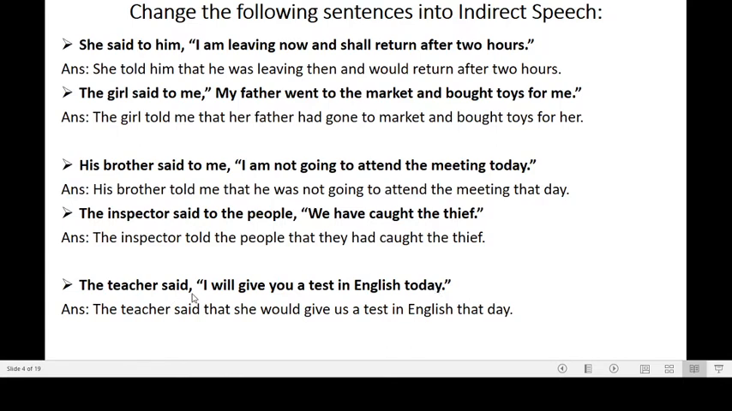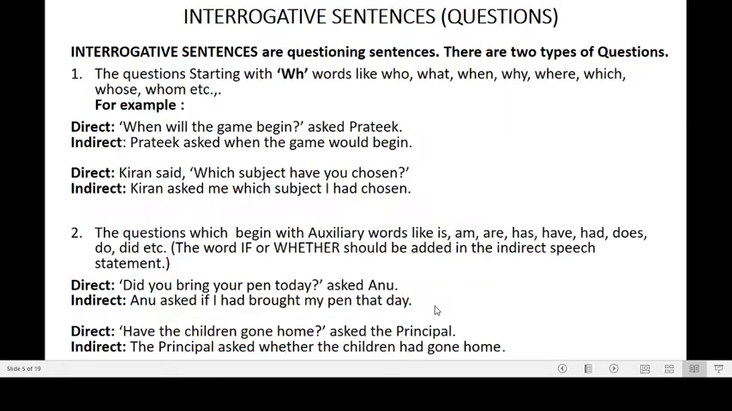Here we do not know to whom the statement is addressed. So we should use "said that", and "I" changes into "she", "will" becomes "would", and the rest of the sentence will be "will give"; "you" becomes "us", and "a test in English today" will become "that day". A teacher said that she would give us a test in English that day.